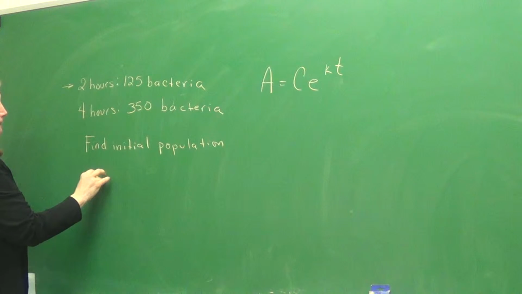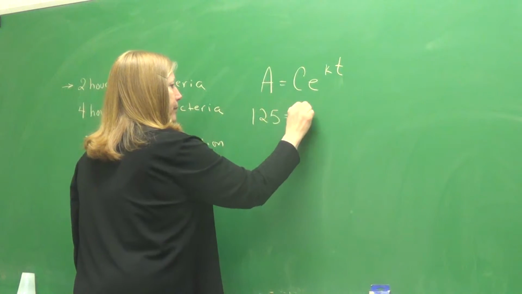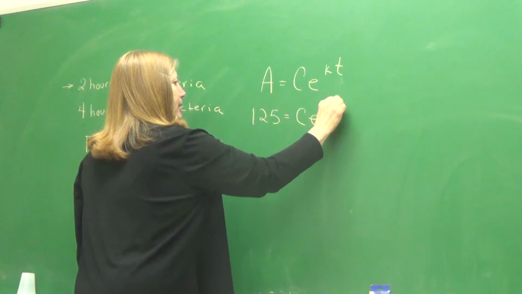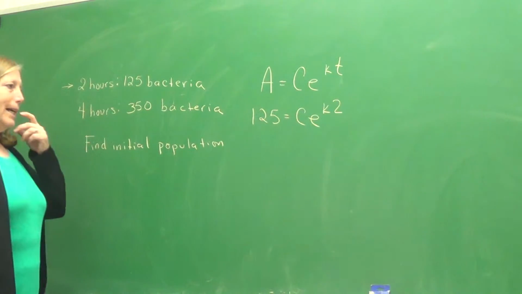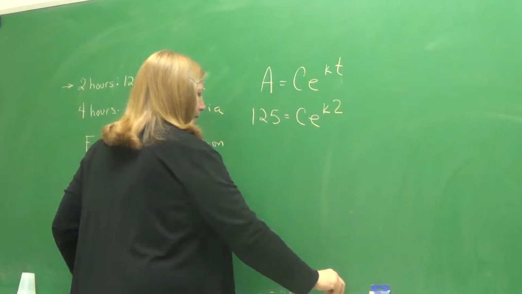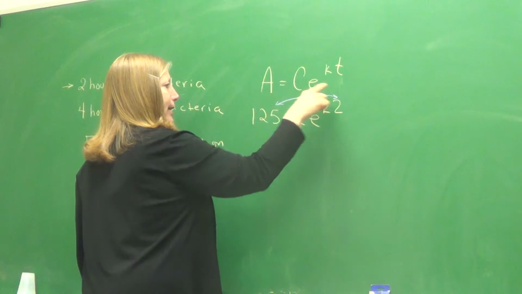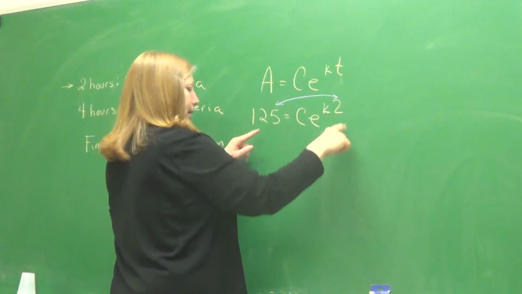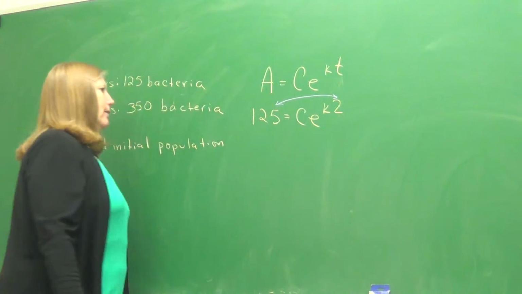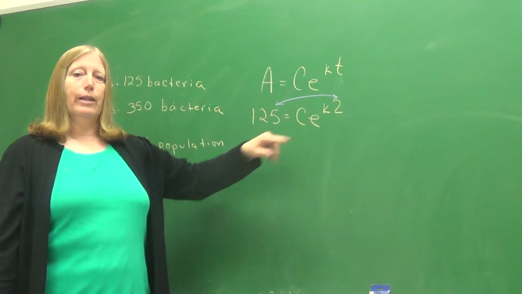So 125 equals C e to the k times 2. Right. So we know time and we know the amount at time 2. So notice these are related. This is always the amount at this time, so there is a relationship there. All right, and so then we can't really solve that by itself because it has 2 unknowns.